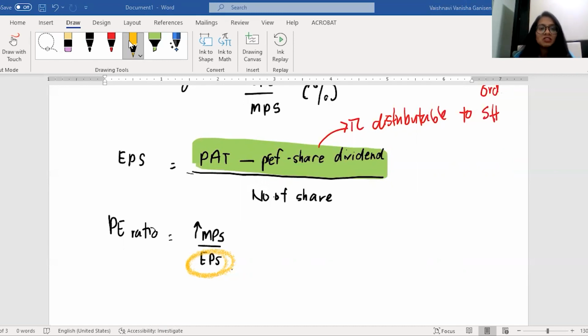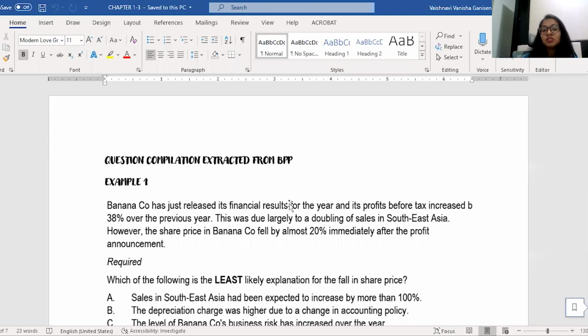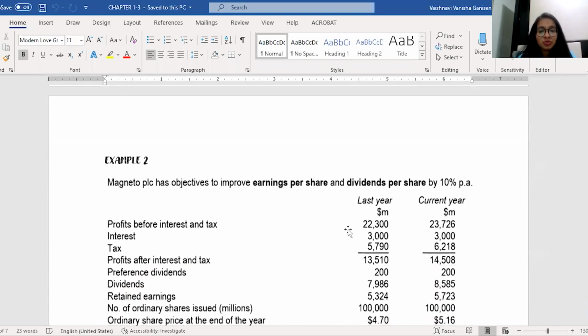So please look at your handout. You would have a handout specifically for questions. All right, I'm going to share that screen now. Where is it? I can't see it. All right, found it. Okay, so I just want to remind you, this question compilation has been extracted from the BPP book. So we are going to try to do the question relating to ratio.